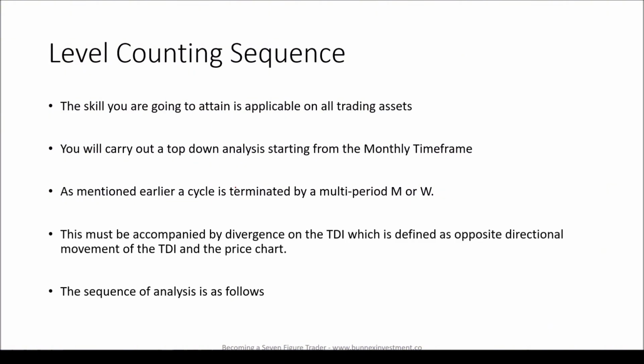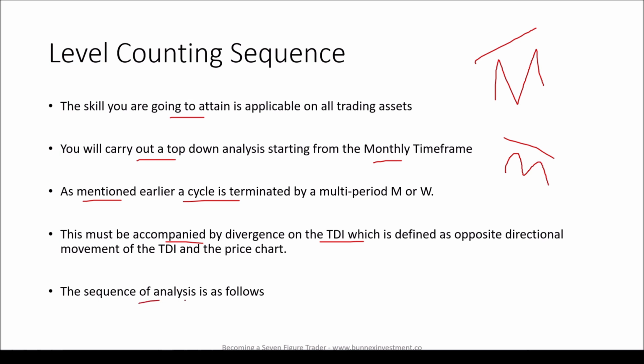Here is the level counting sequence. The skill you are going to attain is applicable on all trading assets. You will carry out a top-down analysis starting from the monthly time frame down to the lower time frames. As mentioned earlier, a cycle is terminated by a multi-period MOW. This must be accompanied by divergence on the TDI, which is defined as opposite directional movement of the TDI and price chart. Whenever they create an M pattern, usually on the price chart, it will look like this, but on the RSI line, it will be something like this. Divergence is a basic concept that is available for free, which we will not delve into as a topic, but will actually define it on the charts.